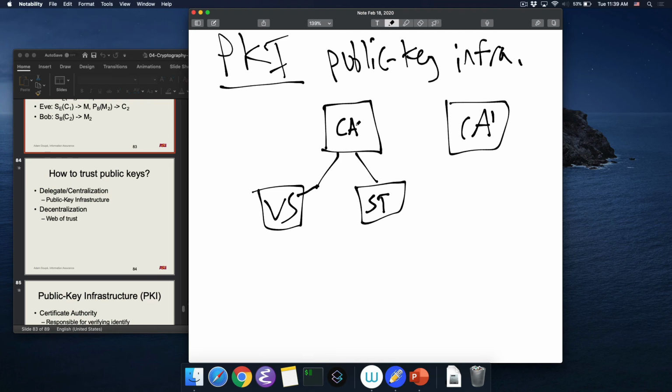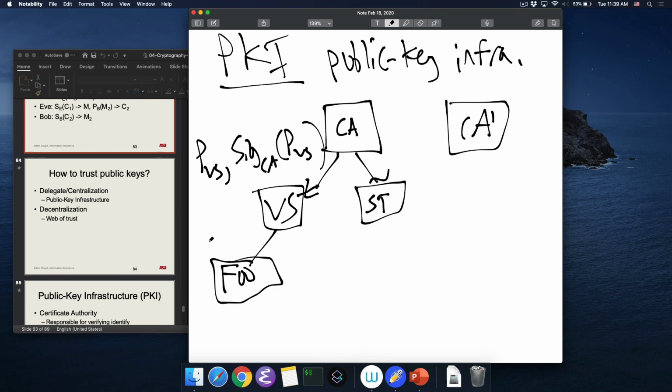So you can have a central CA, maybe the US CA, which actually doesn't exist, and then that CA signs a certificate for VeriSign. So VeriSign now has their public key, and you have the signature from the certificate authority on the public key of VeriSign. And then VeriSign could say, we also trust this other company, Foo. Then they would get the public key of Foo, the signature from VeriSign on the public key of Foo, and probably also the signature of the certificate authority.